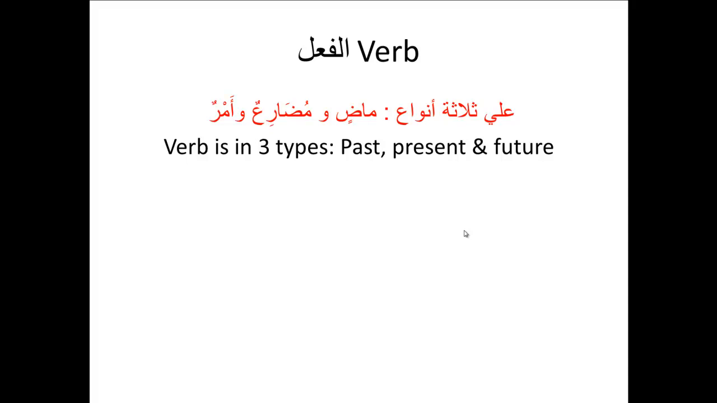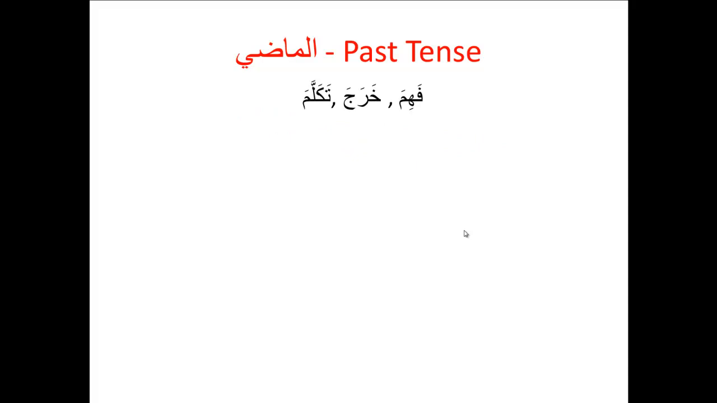It's really straightforward, alhamdulillah. So the past tense is like this: فهم، خرج، تكلم. So فهم, he understood. Okay, this is in the past tense, it happened previously. خرج, he went out. It happened in the past. تكلم, he spoke. Again, it happened in the past. Now all of these things are the past tense. So al-madi, they're in the past tense.